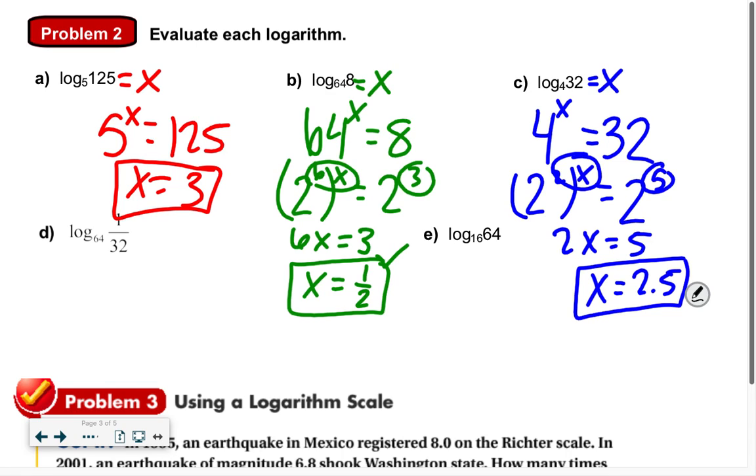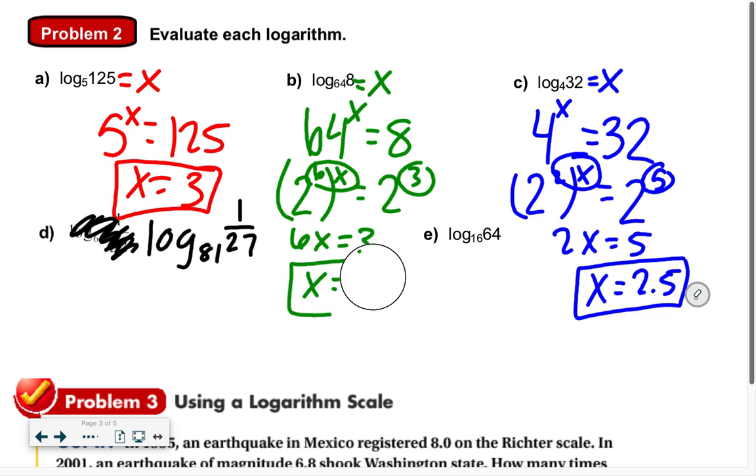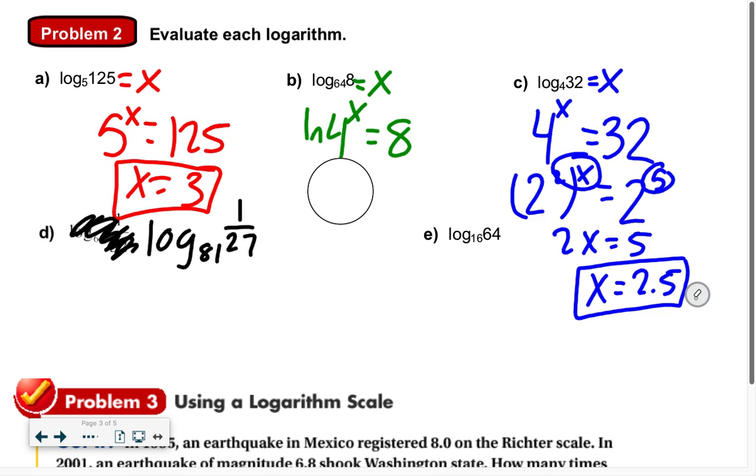How about D? First thing I gotta do is what? Actually, we're gonna have to change this problem. We don't like twos. Twos are boring. How about log base 81 of 127? Can I erase this? Yes. First thing I do is set it equal to what? X. Next thing I do.